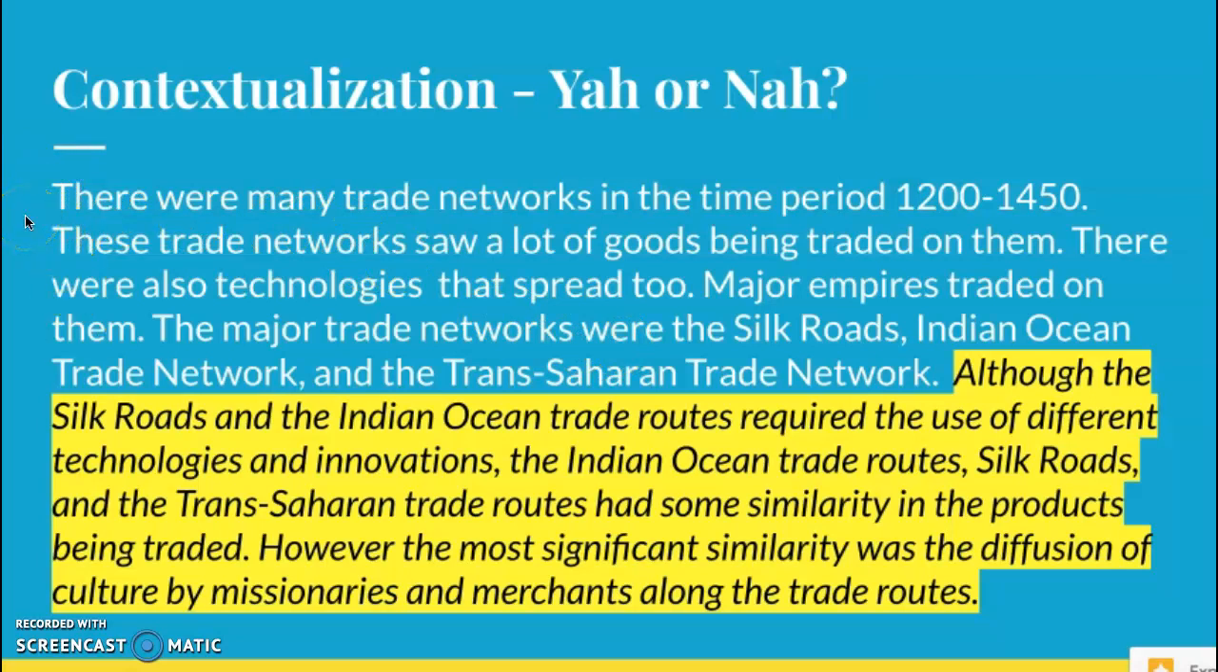There were many trade networks in the time period 1200 to 1450. These trade networks saw a lot of goods being traded on them. There were also technologies that spread too. Major empires traded on them. The major trade networks were the Silk Roads, the Indian Ocean Trade Network, and the Trans-Saharan Trade Network. I'll give you a few seconds to consider.